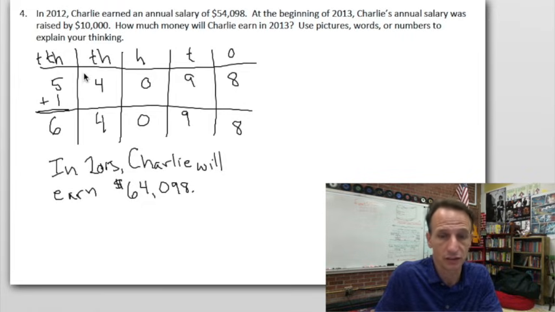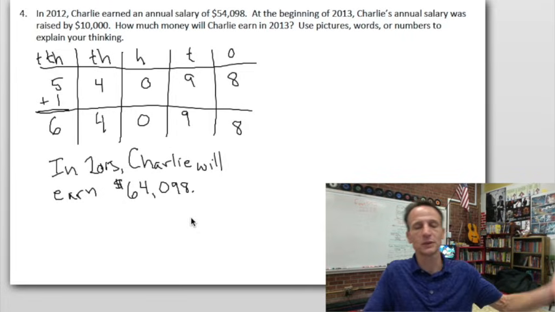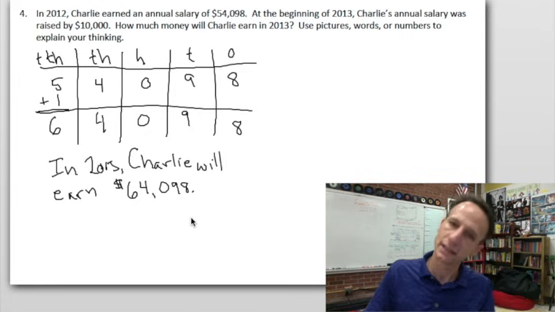And our picture, by the way, that explains our thinking is right here. This is it. This is our pictures and numbers that explain our thinking. Look at that. You're done. You're done with homework. Homework time is over.